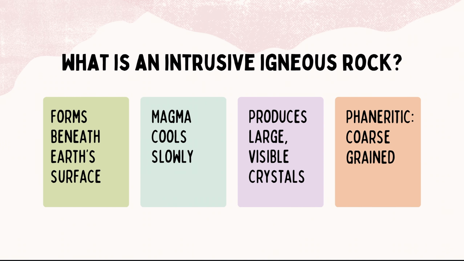Intrusive igneous rocks form beneath Earth's surface from molten rock called magma, and the magma cools really slowly over long periods of time. This cooling is really important because it allows for the large visible crystals to form, and that's why intrusive rocks have what is called a coarse-grained or phaneretic texture. So the key idea to remember is that slower cooling leads to larger crystals, and that's one of the big physical properties that you can see when you're trying to identify an intrusive igneous rock.